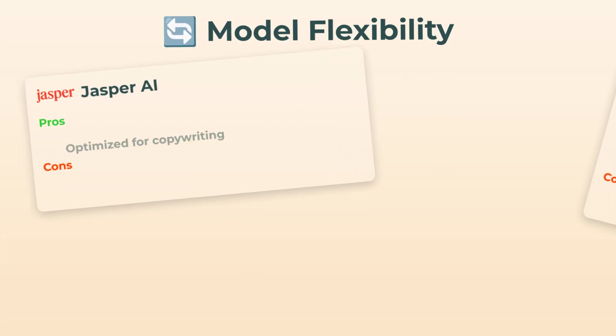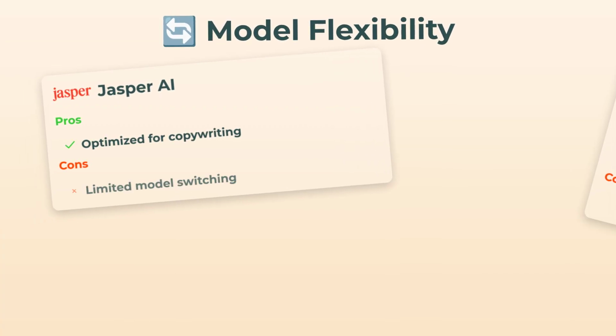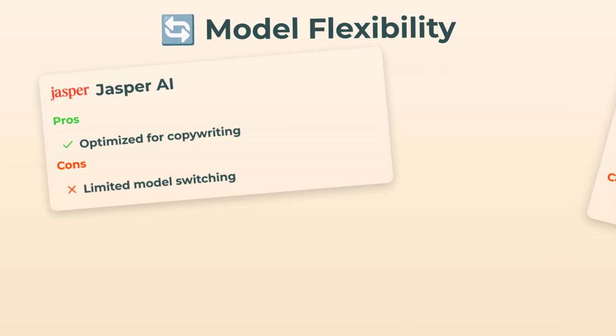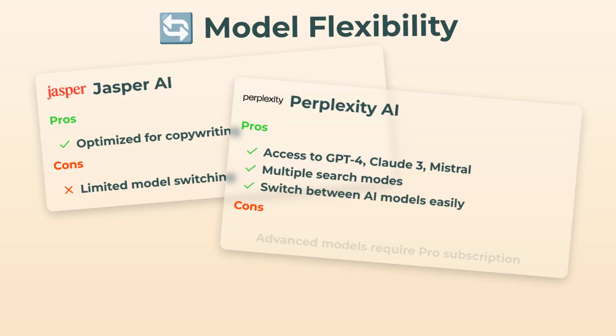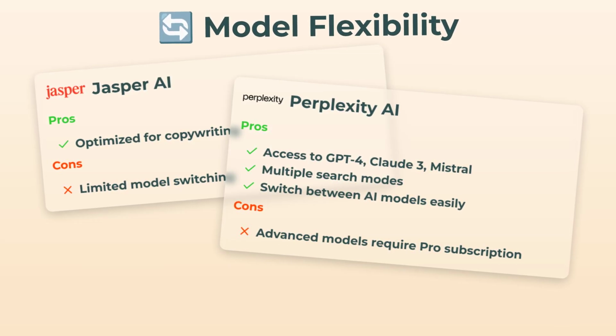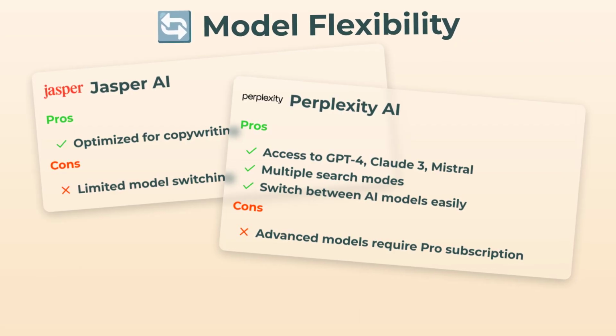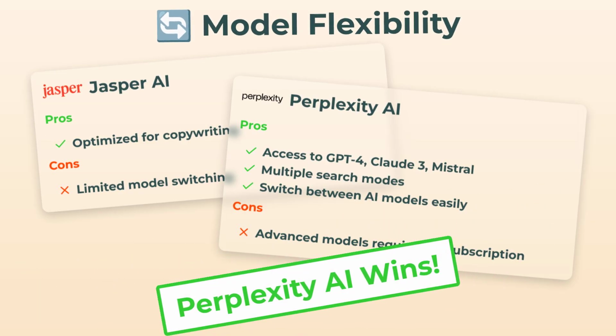Model flexibility. How much can you swap between different AI brains? Jasper is pretty locked in. It works great for what it does, but forget about switching models. Perplexity is way more flexible. Want to try GPT-4, Claude 3, even the new Mistral model? You just flick a switch. Multiple search modes too. Sure, you gotta go pro for the best models, but still, it's way more open. So Perplexity wins for flexibility.